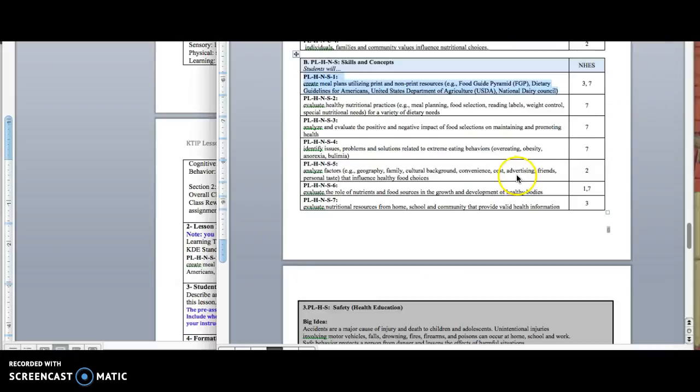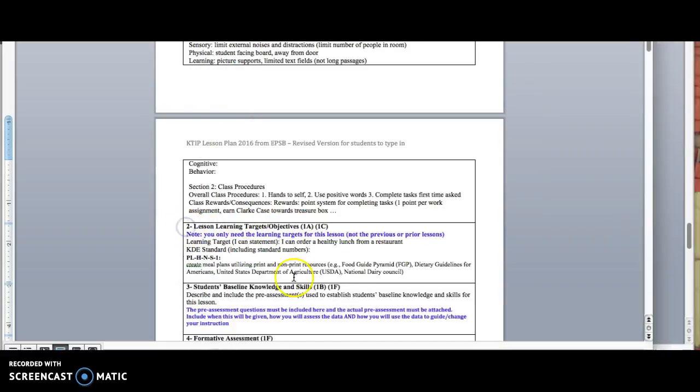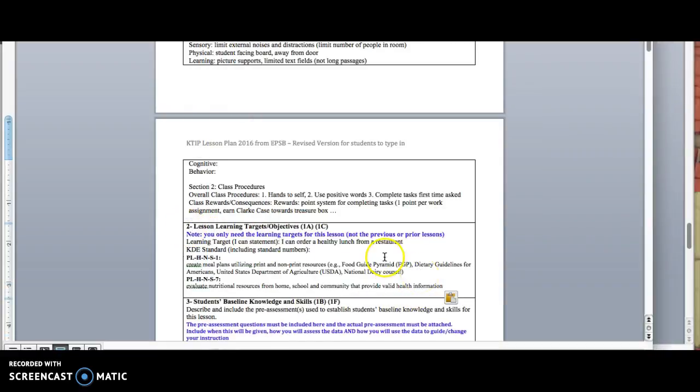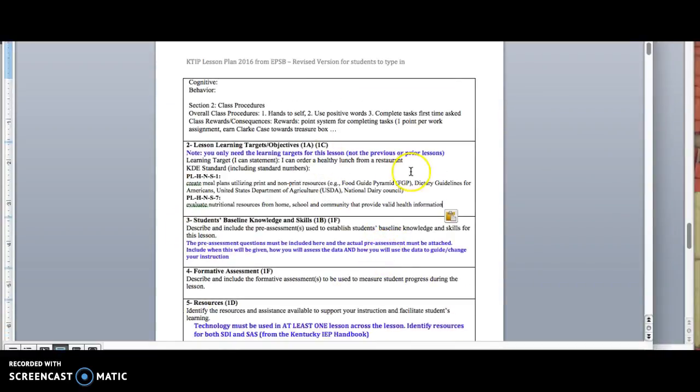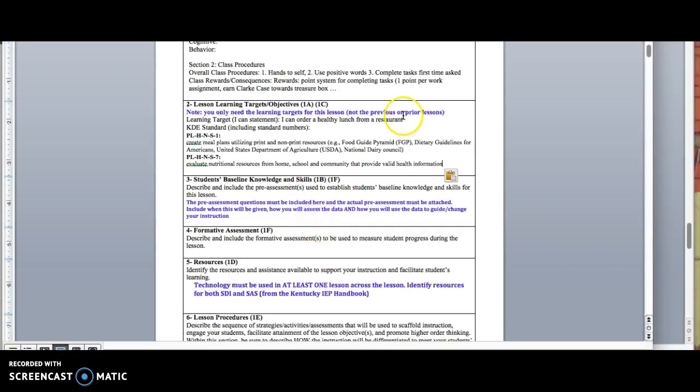And I'm also going to be looking at the role of nutrients and food sources. Oops, wrong one. Looking at evaluating nutritional resources. Copy. Make sure you choose the right standards. All right, so those are my standards linked in there. My I can statement, I can order healthy foods.